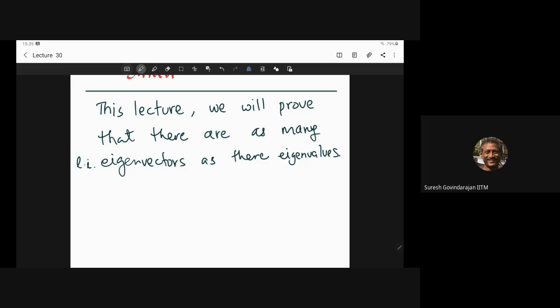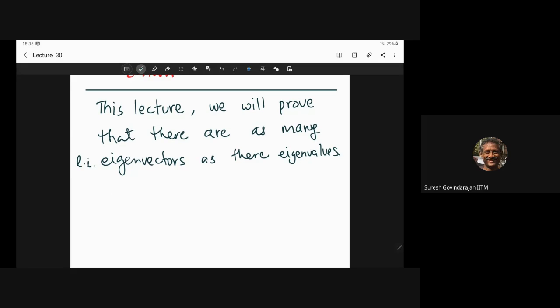And last lecture, I had some issues with this proof. I mean, I gave a proof which is correct, but I didn't prove that it was correct. I mean, it's almost correct. So we have to see how that goes.